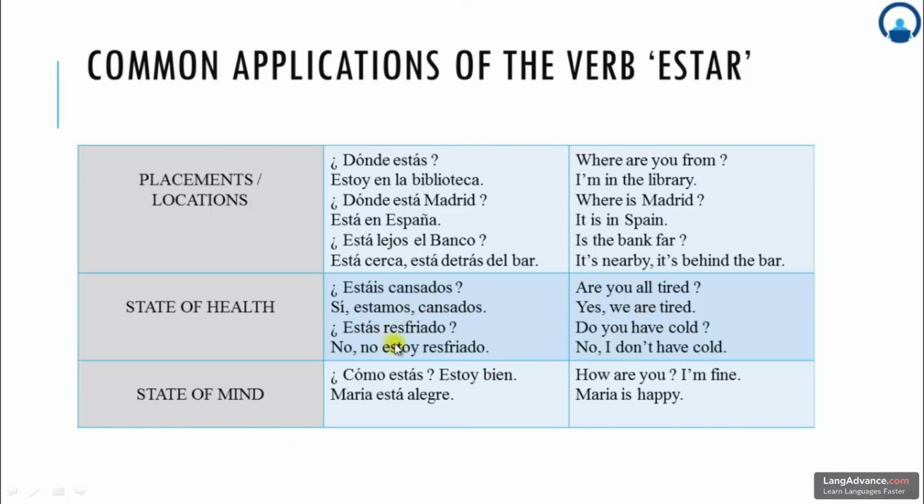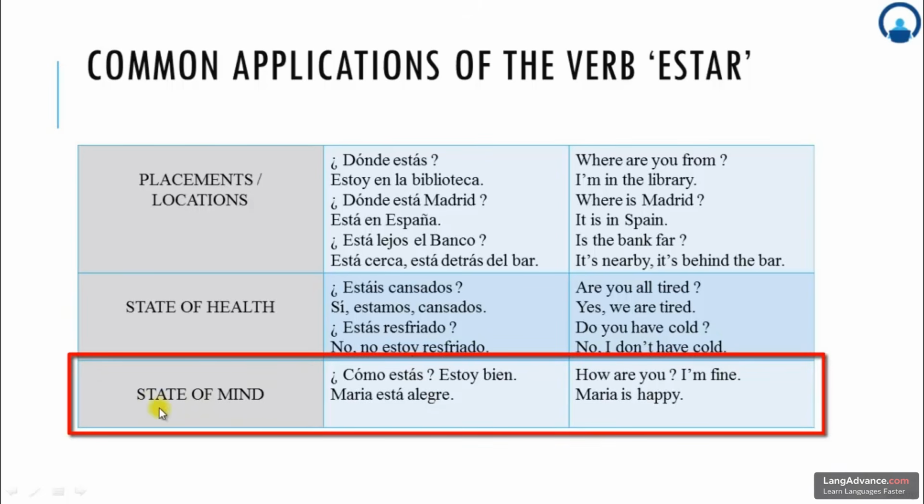¿Estás resfriado? Do you have a cold? Resfriado means cold. No, no estoy resfriado. No, I don't have a cold. The third condition of variable state is state of mind.